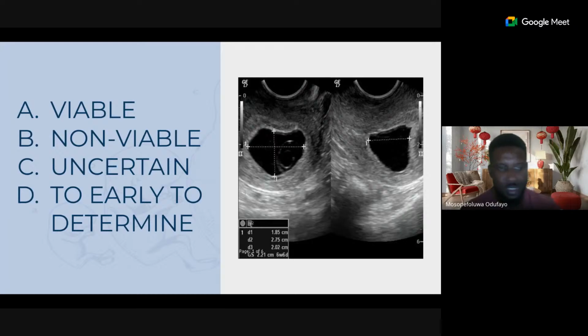Okay, I can see it in the comment section. It's uncertain. So why is it uncertain? This gestational sac diameter falls between 16 and 25 mm. It's not 25 mm yet, so we can't say it's a blighted ovum.